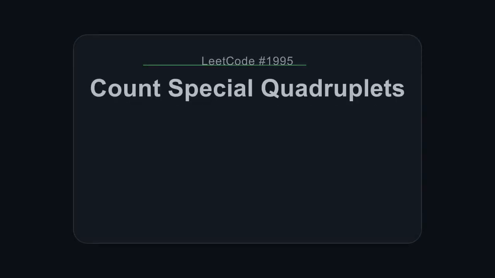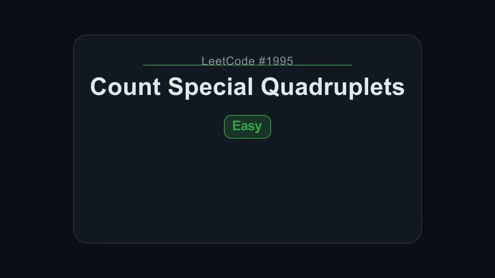Today, we're tackling a problem that challenges us to find specific combinations within an array. We need to count special quadruplets where the sum of 3 elements equals a fourth. Can you find all such combinations efficiently?